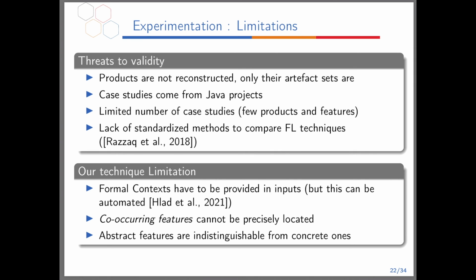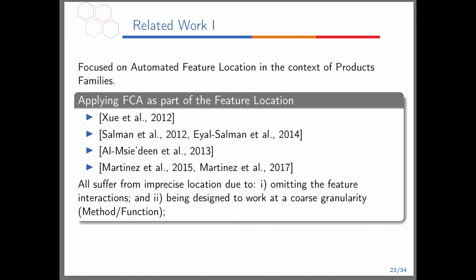Our technique is also limited by the necessity of constructing the formal concept in the first place. However, it can be automated as we show in previous work. But our technique cannot distinguish co-occurring features, nor can it distinguish abstract features from concrete ones. For the related work, there is a large diversity of feature location techniques. Thus, our related work has focused on feature location for automated techniques in the context of a product family.